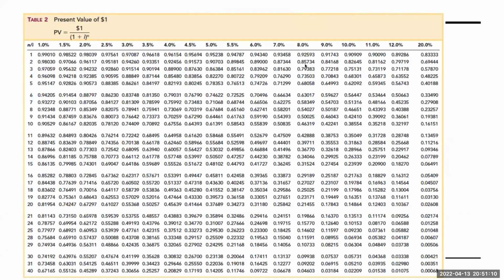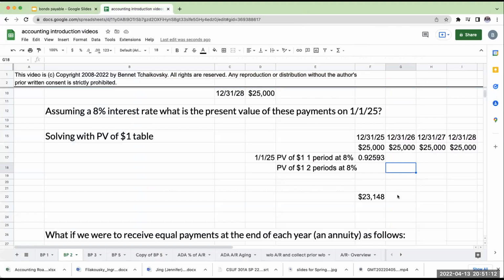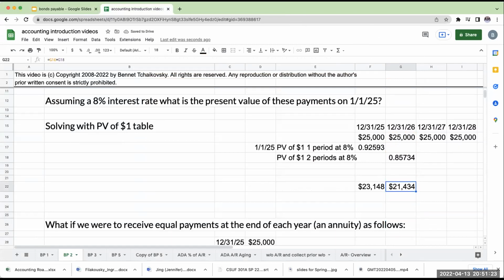0.85734. Let's put that in. And when I multiply this through, I get 21,434. So that's what that $25,000 is worth today.